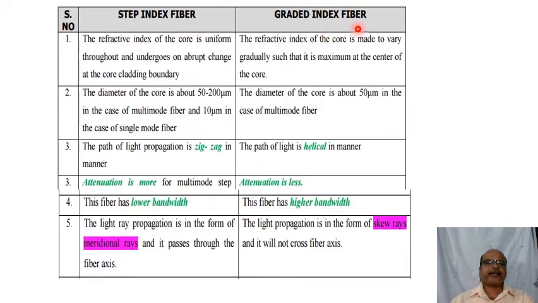Step index and graded index fiber. In step index fiber, the first important point is that the refractive index of the core is uniform throughout and undergoes an abrupt change at the core cladding boundary. So this is a major difference. In graded index fiber, the refractive index of the core is made to vary gradually, such that it is maximum at the center of the core. This is a parabolic index profile. So the refractive index is made to vary, and it is maximum at the center.